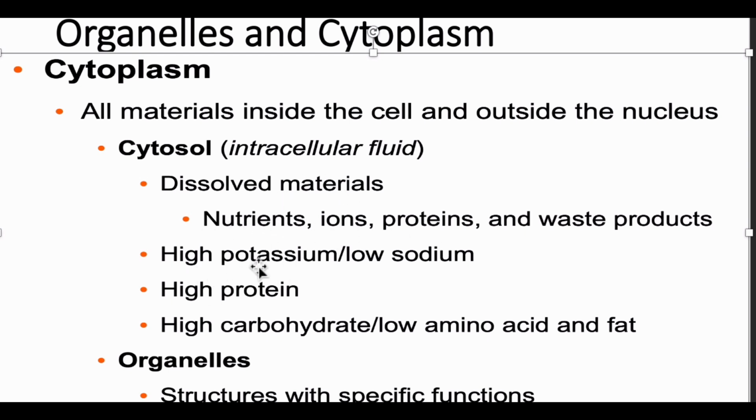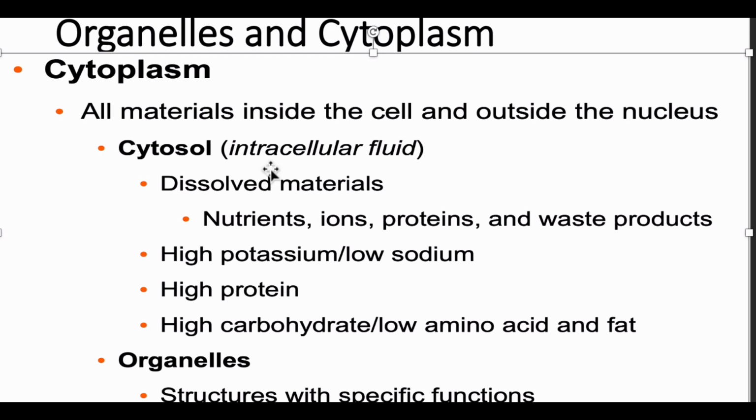Also, when we're talking about ions, you'll have potassium and sodium. Generally speaking, you'll also have proteins, a lot of proteins you'll find there. Carbs you'll find there as well. Amino acids and fat also will be found. Again, remember, these are the building blocks, so you won't have too many of them because they'll get converted into proteins.